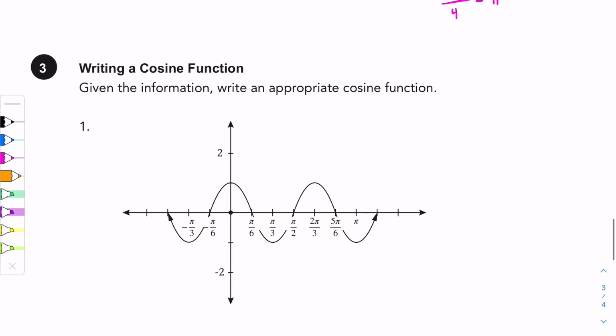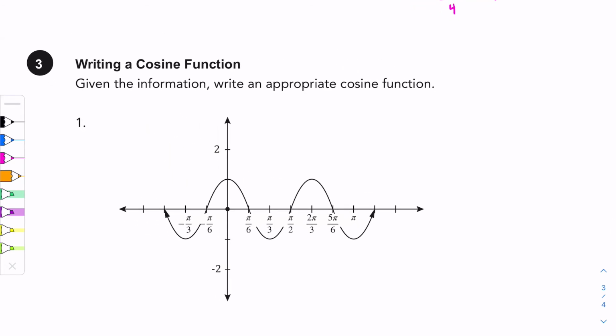And for the last example, we're going to use the given information to write an appropriate cosine function. So to write a cosine function based on what we know so far, we need to be able to fill in the equation of a times cosine of b theta. So we need our a value, our amplitude, and we need our b value, which is determined from the period.